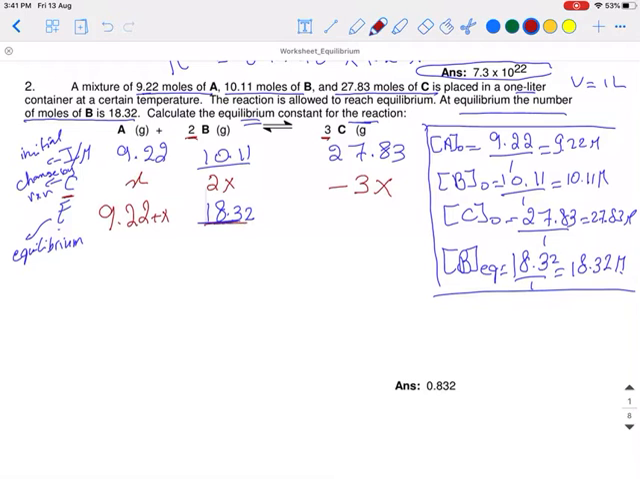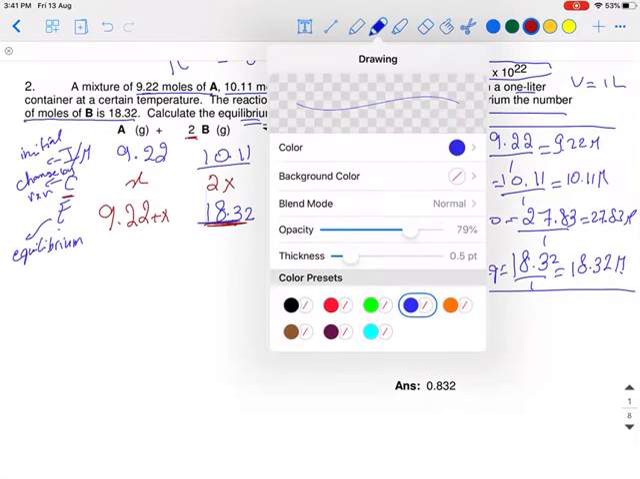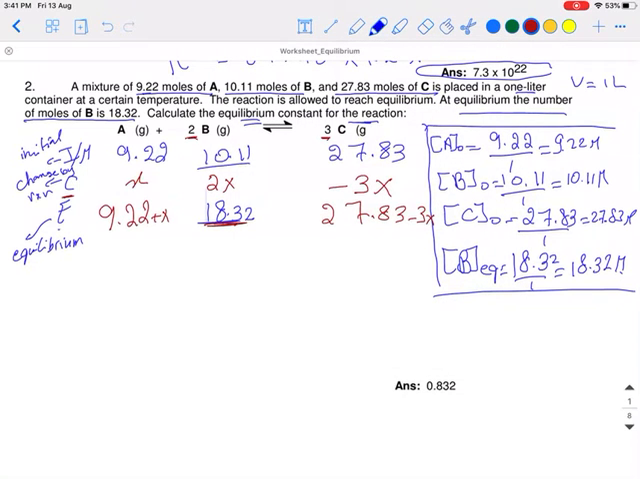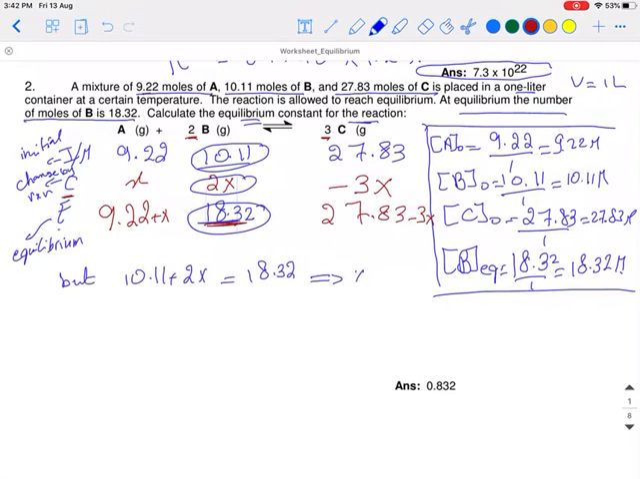920.22 plus X, this is given to me, and this is 27.83 minus 3X. Now I want to solve for X, because once I know X, I will be able to find K. So we will continue solving for X. We can say, but 10.11 plus 2X equal 18.32. So we will solve for X, but 10.11 plus 2X equal 8.32. In simple calculation, X equal 4.05.